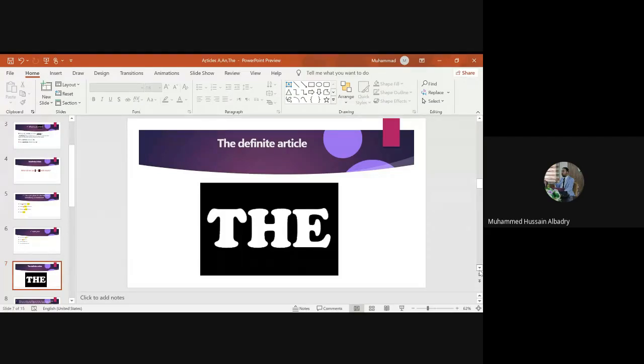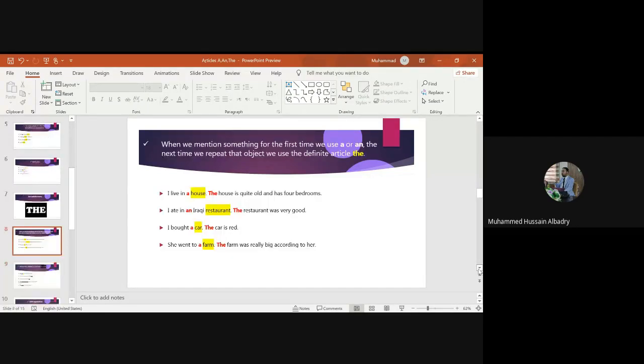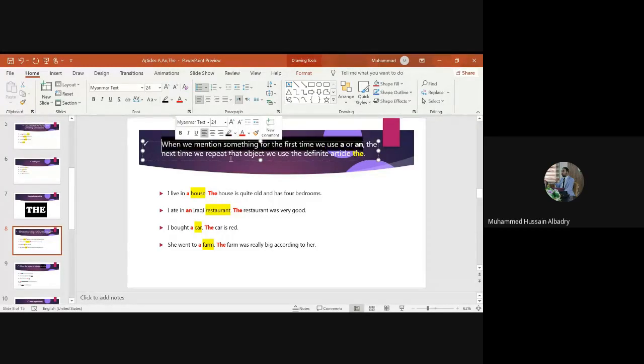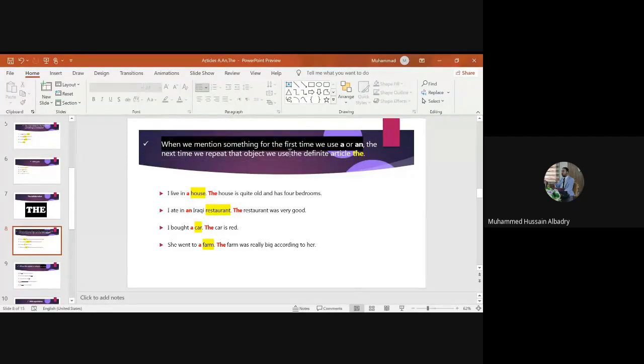What about the? Let's talk about the. When we mention something for the first time, we use a or an. The next time when we repeat that object, we use the definite, because it became known. For example, you say I live in a house. The house is quite old and has 4 bedrooms.